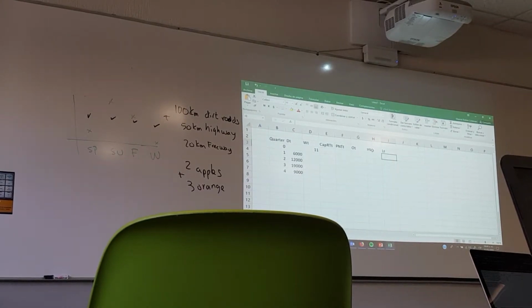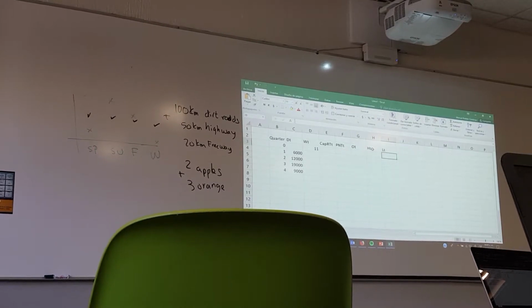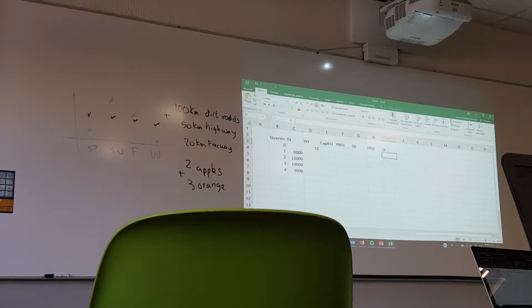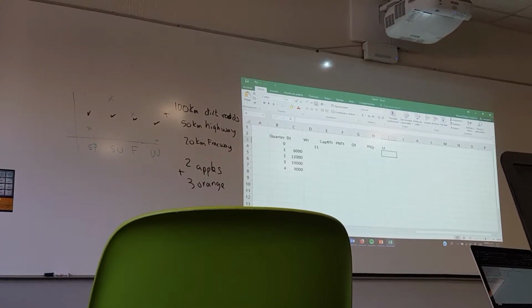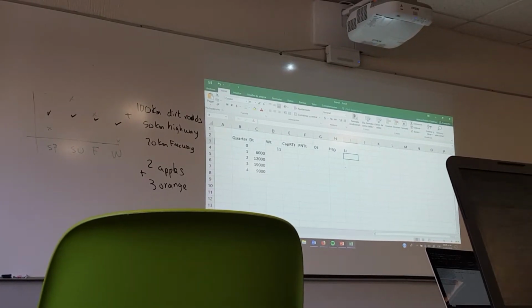What is WT then? What is the definition of WT? Number of workers in each quarter that are going to be working during period T. So remember this, we need to be very precise in defining the variables. Very, very clear with this.